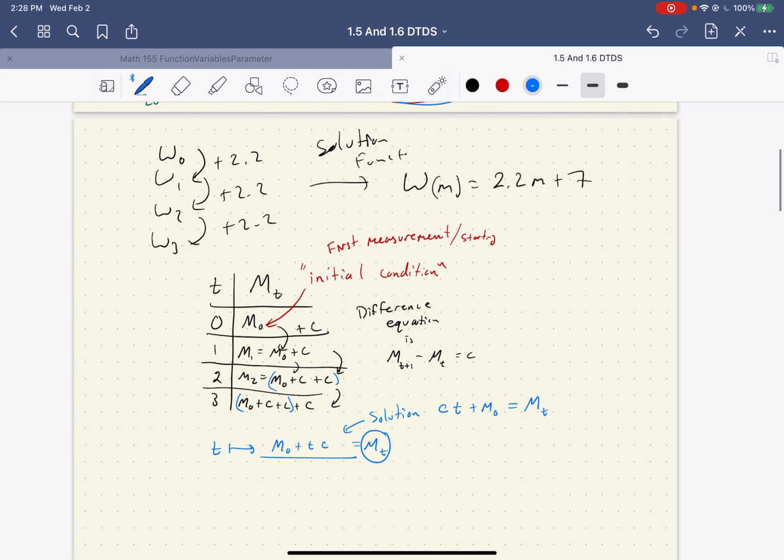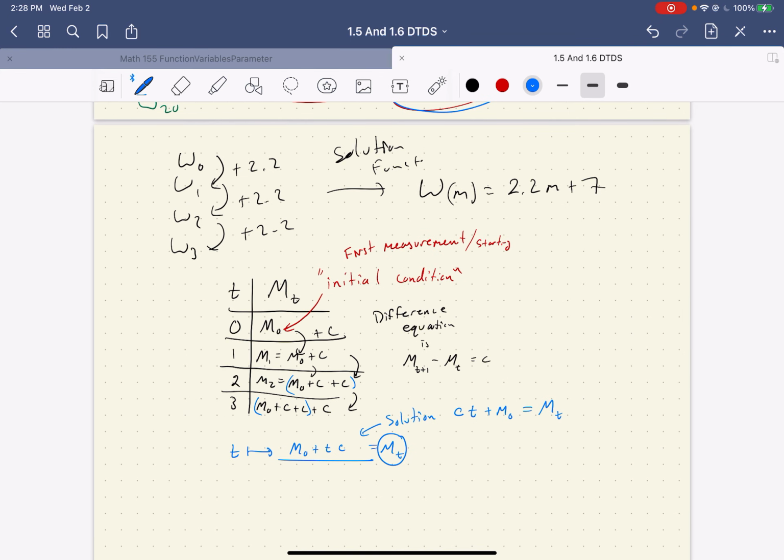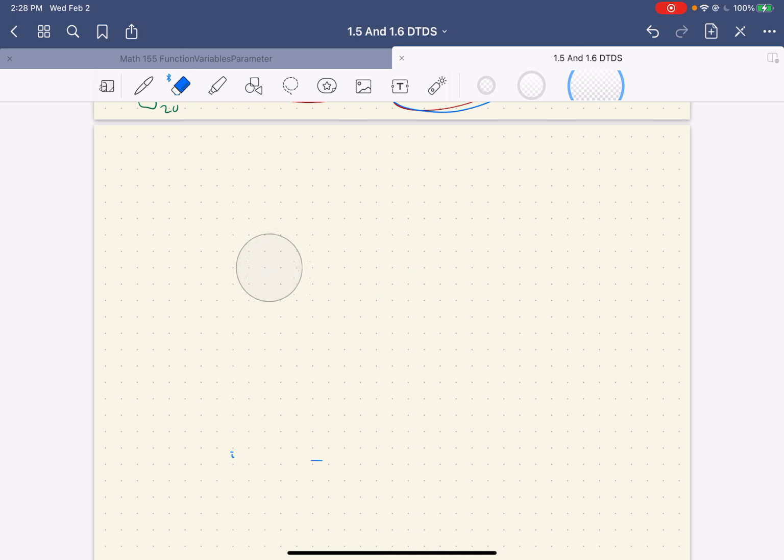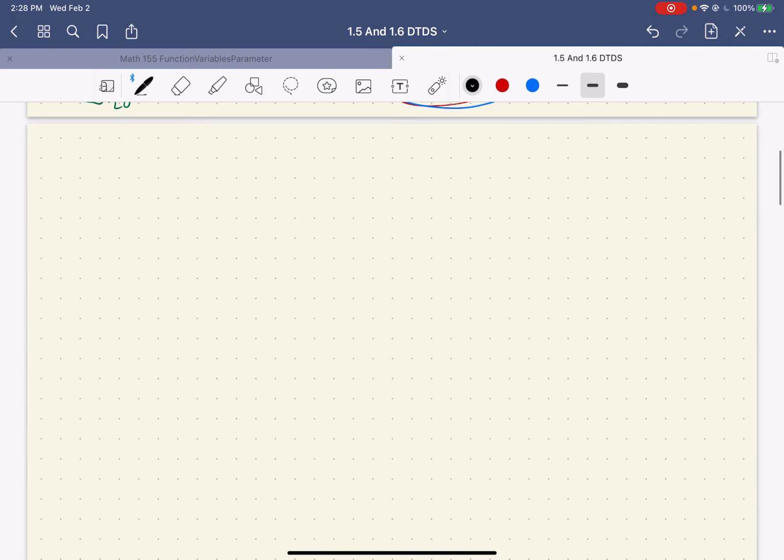Okay. So we now have this really powerful thing. Anytime we have this add-a-constant type of difference equation, our solution function looks like an equation of a line, where that constant is the slope. Let me say this differently, okay? We're actually going to do something a little bit more powerful. So I'm going to restate the last thing, but in a new way.